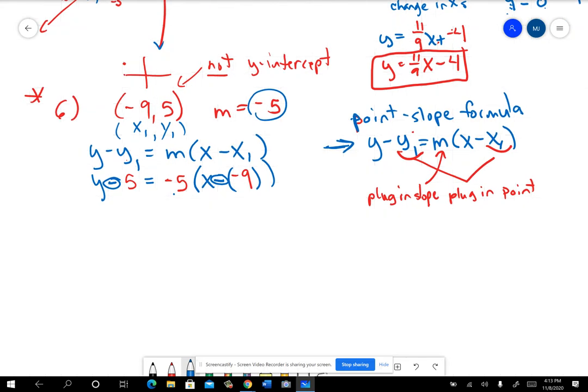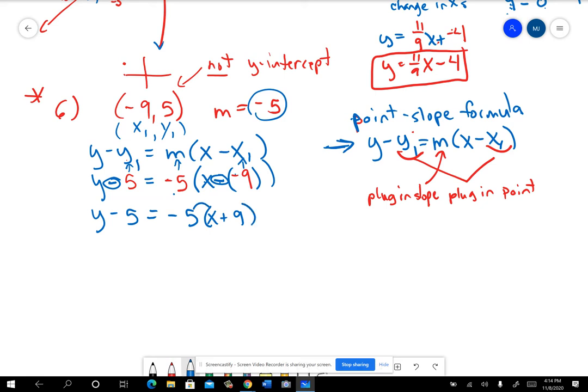Okay. All right, now look, if that makes sense, see what I did? I just replaced the y1 and the x1, and I replaced the m. If that makes sense, you're really home free, and now all you've got to do is work on making this look nicer, cleaning it up a little bit. So first thing I'm going to do is that x minus a -9, I'm going to think of as really x plus 9.